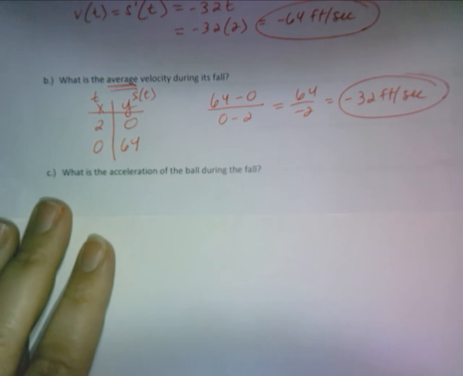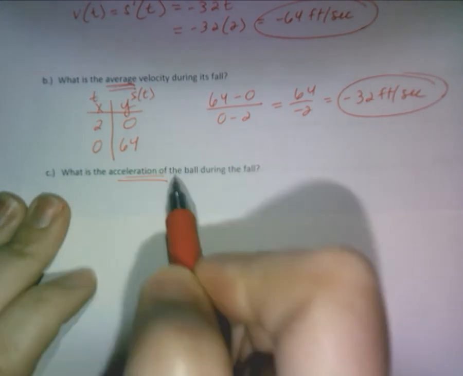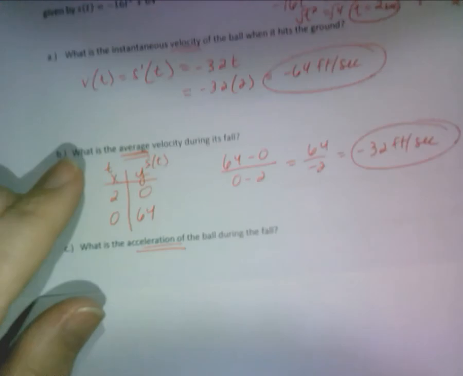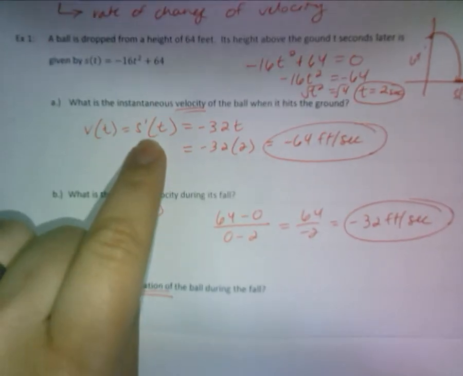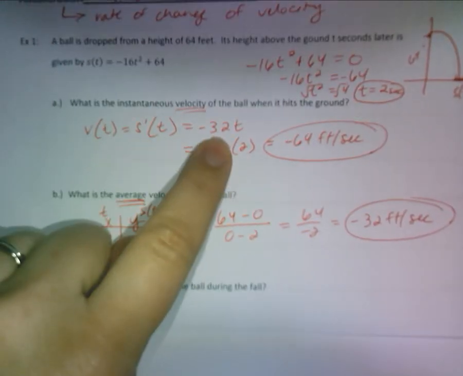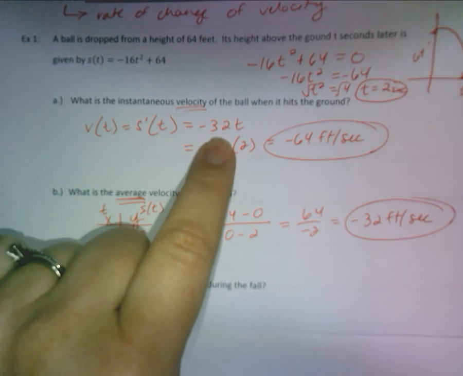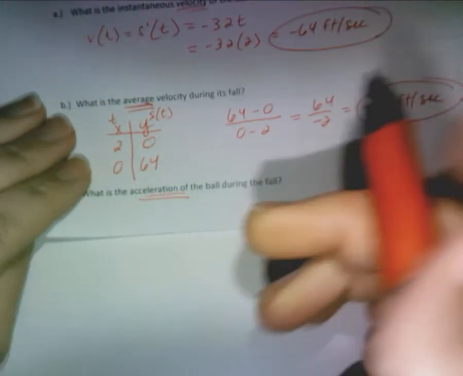All right, last but not least, what is the acceleration of the ball? What do I have to do here for acceleration? Look up there in your notes. Take a derivative of the v of t. So you're really taking a second derivative of this. We've already taken a first. It's right here, negative 32t. So take another derivative of that. What would be the derivative of negative 32t? That's it. That's the acceleration.